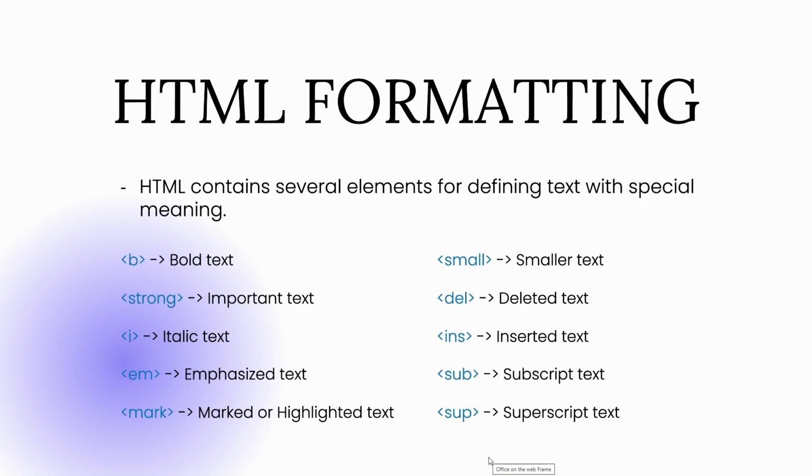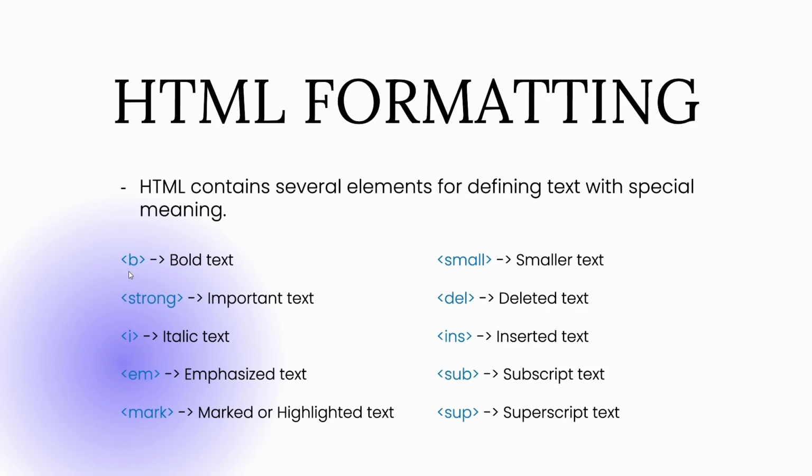So let's start this video by exploring the HTML text formatting. HTML contains several elements for defining text with a special meaning, and formatting elements were designed to display special types of text such as B tag for bold text, strong tag for important text, and I tag for italic text, and etc. And let's start exploring these formatting elements one by one.